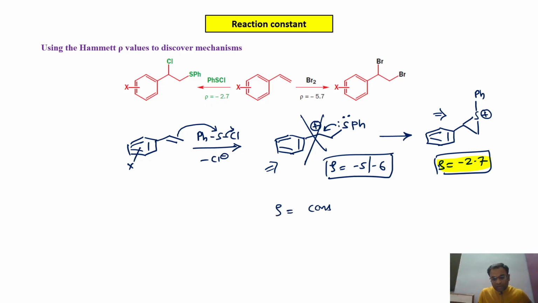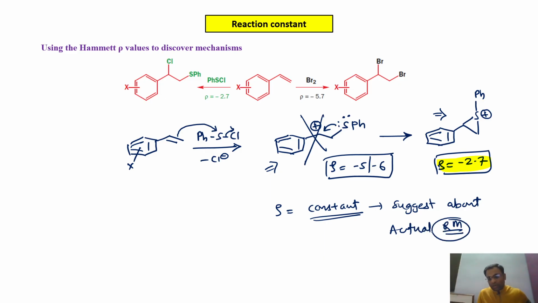So in this way, the value of the reaction constant suggests the actual reaction mechanism for the particular reaction.